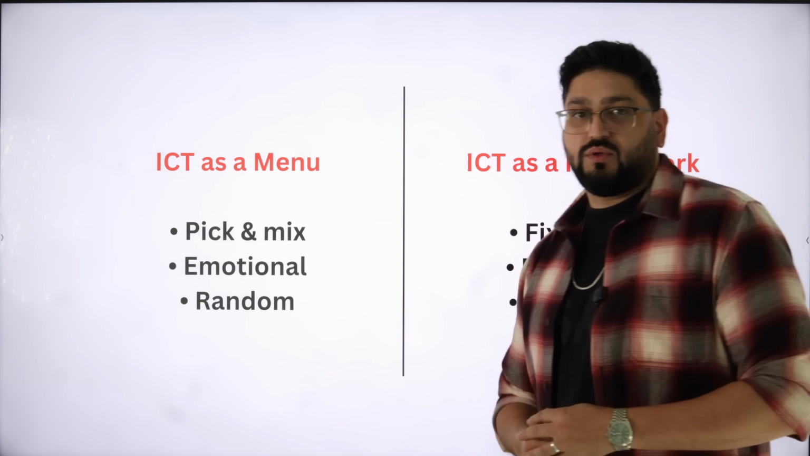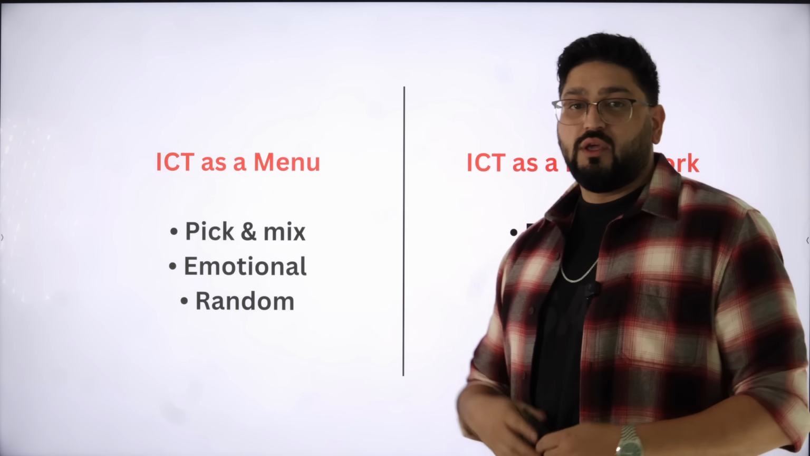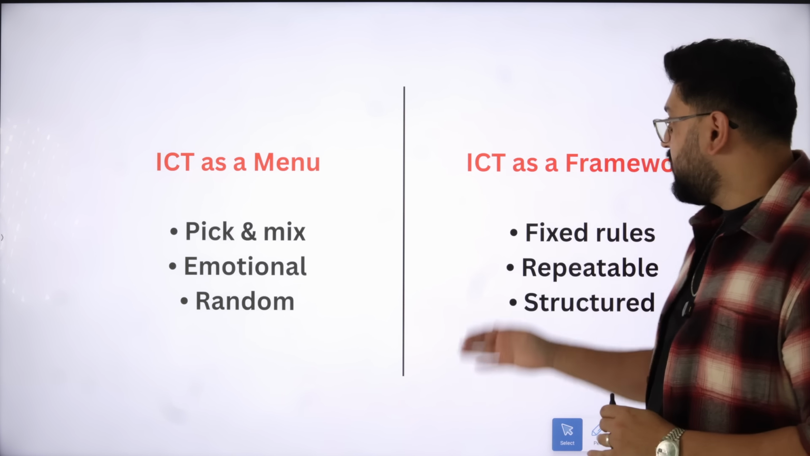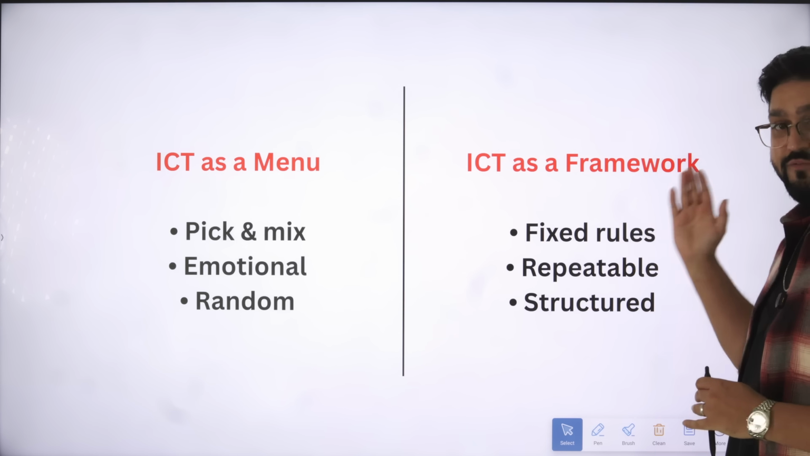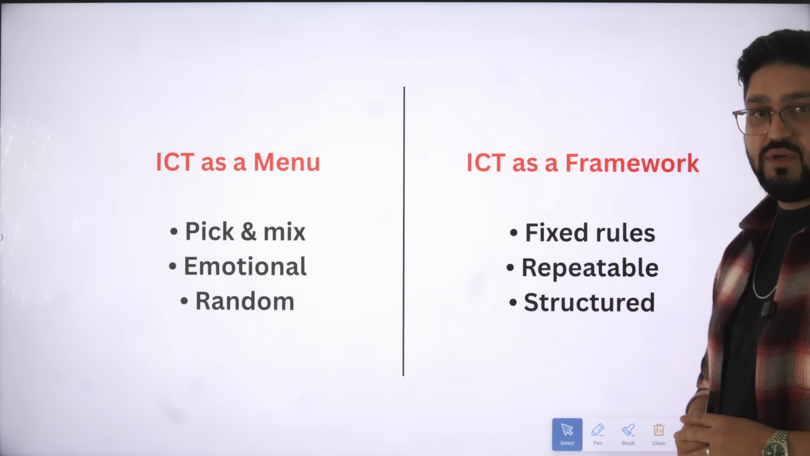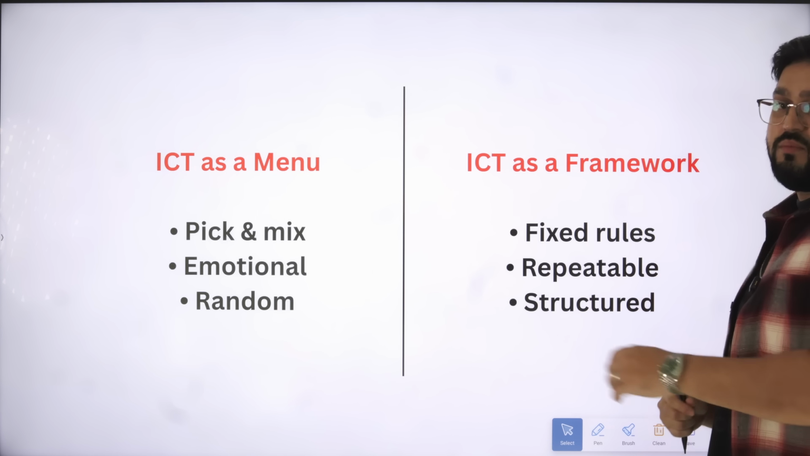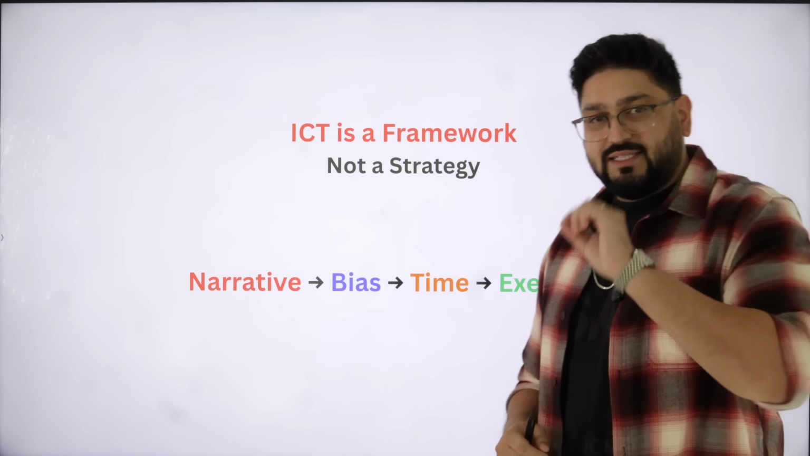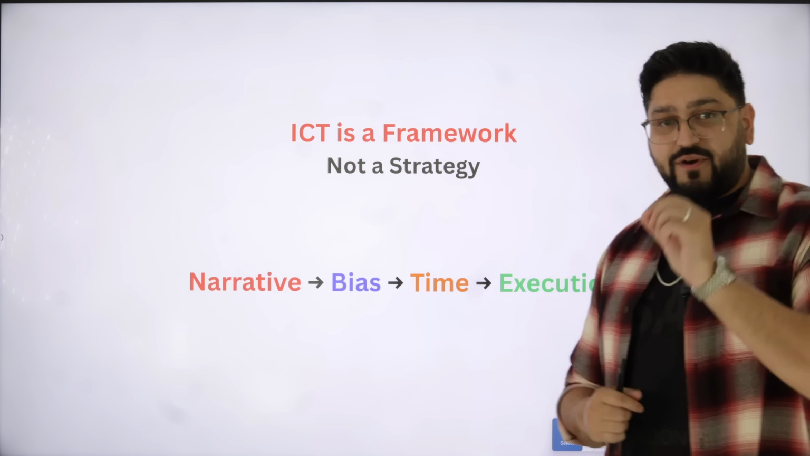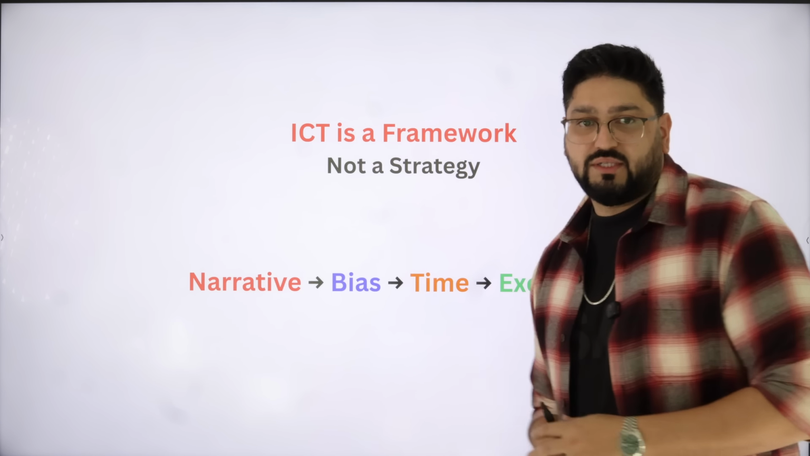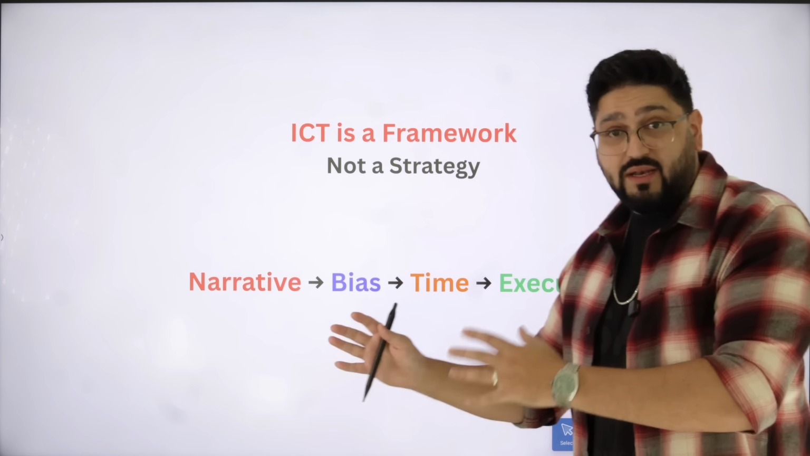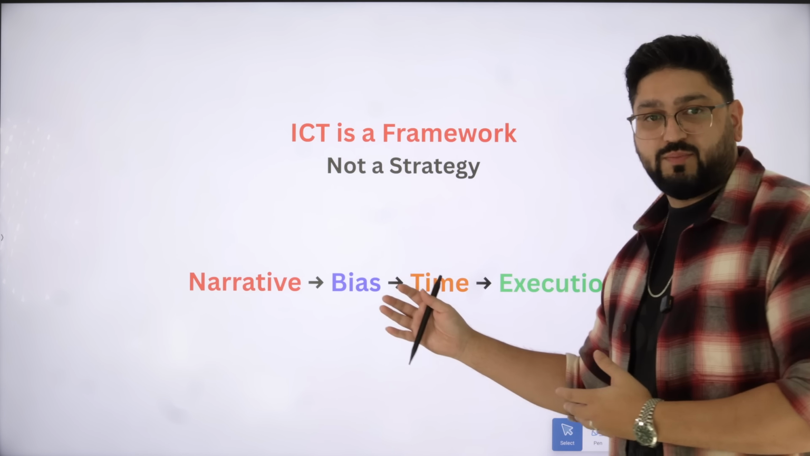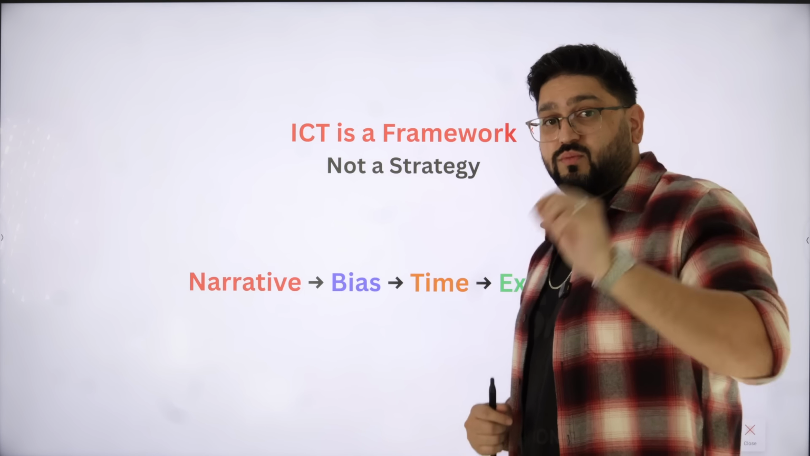You pick what looks good, you trade what feels right, you change your mind mid-session, but markets don't reward menus, they reward models, fixed rules, repeatable behavior, and a clear decision-making process. This is something that gets misunderstood a lot. ICT is not a strategy, it's a framework. It explains how price moves, why it moves, and when it's likely to move. But it doesn't tell you to trade everything it explains. That part is up to you.